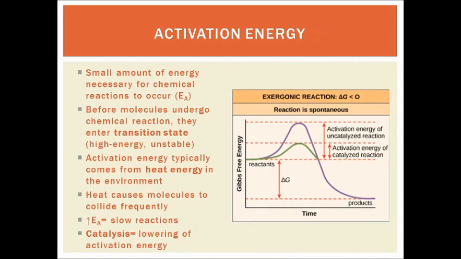And lastly, for this week, we'll talk a little bit about activation energy. So in order for these chemical reactions to occur, we need to have enough energy in order for them to happen. So that energy is called activation energy, and it's typically denoted E subscript A. Before molecules undergo the chemical reaction, they enter this transition state where they become very high energy and unstable, so they do not typically stay in that transition state for very long.